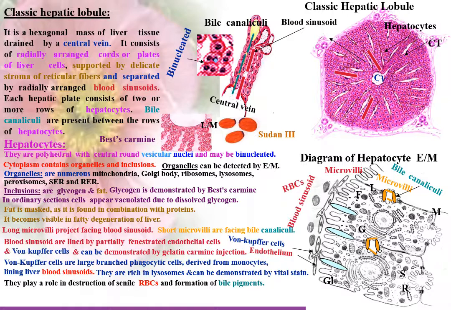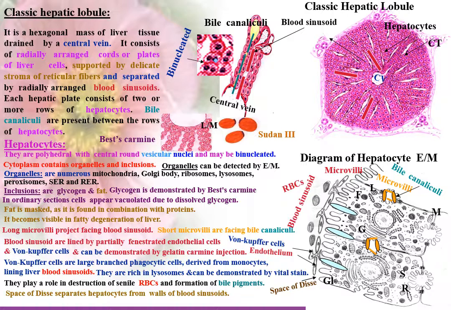Space of Disse is the space that separates hepatocytes from the walls of blood sinusoids. It is also called perisinusoidal space. It contains microvilli projecting from the surface of hepatocytes, plasma, reticular fibers, lipocytes, which are fat-containing cells, and non-myelinated nerve fibers. Its main function is the exchange of materials between bloodstream and hepatocytes, which do not contact the bloodstream.